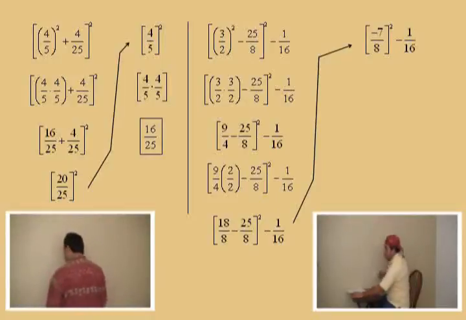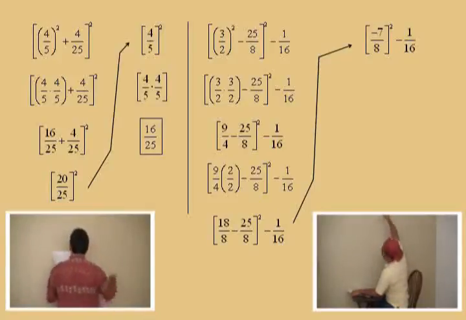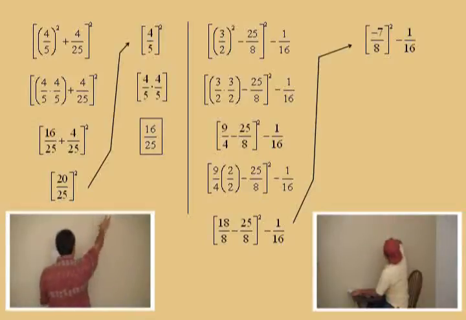Negative 7 over 8. Negative 7/8 squared. Okay, so there's our answer up there. Subtract 1/16. And now, Charlie, what does negative 7/8 quantity squared mean? Negative 7/8 times negative 7/8. Okay, so there it is there.